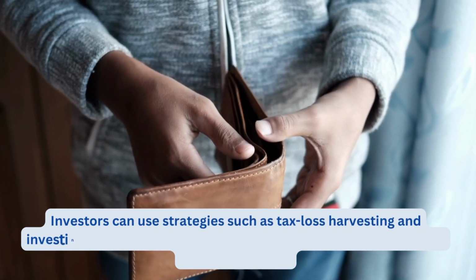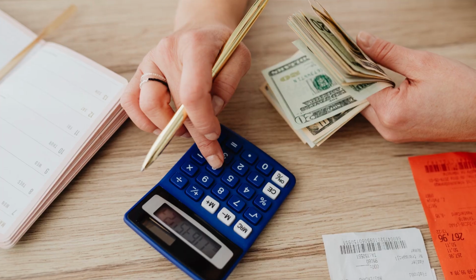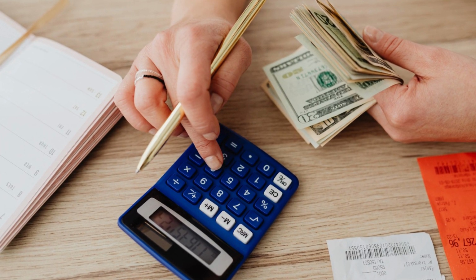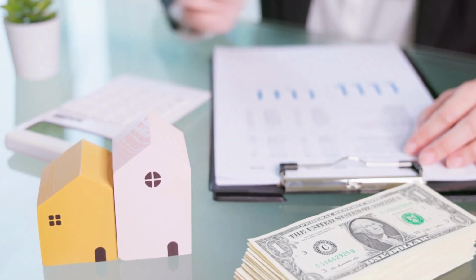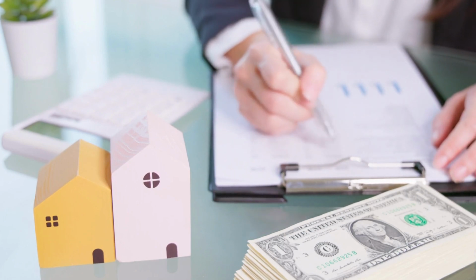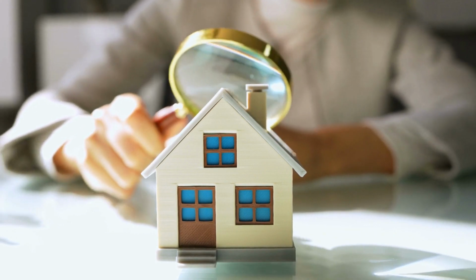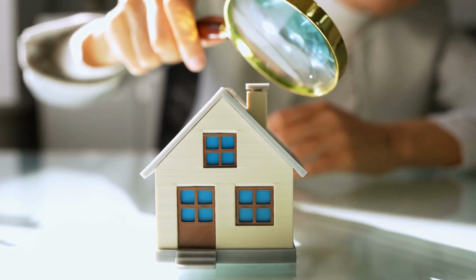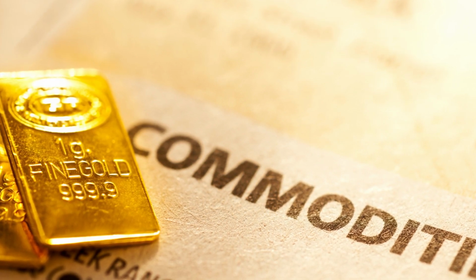Investors can use strategies such as tax loss harvesting and investing in tax-advantaged accounts to reduce the impact of taxes on their portfolio. Chapter 9: Strategies for investing in real estate, commodities, and other alternative assets. Alternative investments are asset classes that are not traditional stocks, bonds, or cash. Examples include real estate, commodities, and private equity.